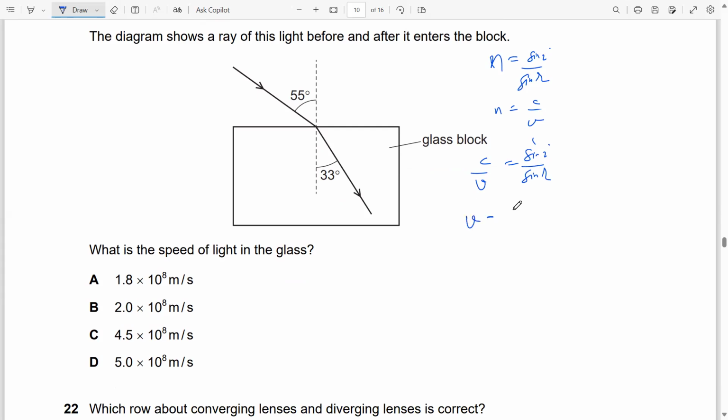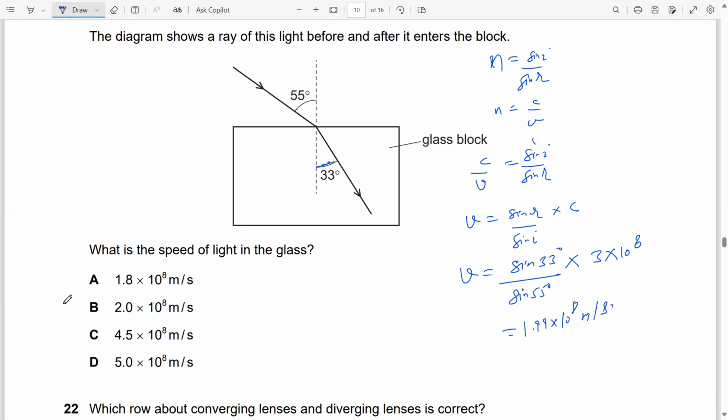or v will come out to be sine r divided by sine i into c. So v will be sine of 33 degree divided by sine of 55 degree, multiplied by c. Speed in vacuum is 3 into 10 raised to power 8. So on solving this, we will get 1.99 into 10 raised to power 8 meter per second. So option B is the correct one.